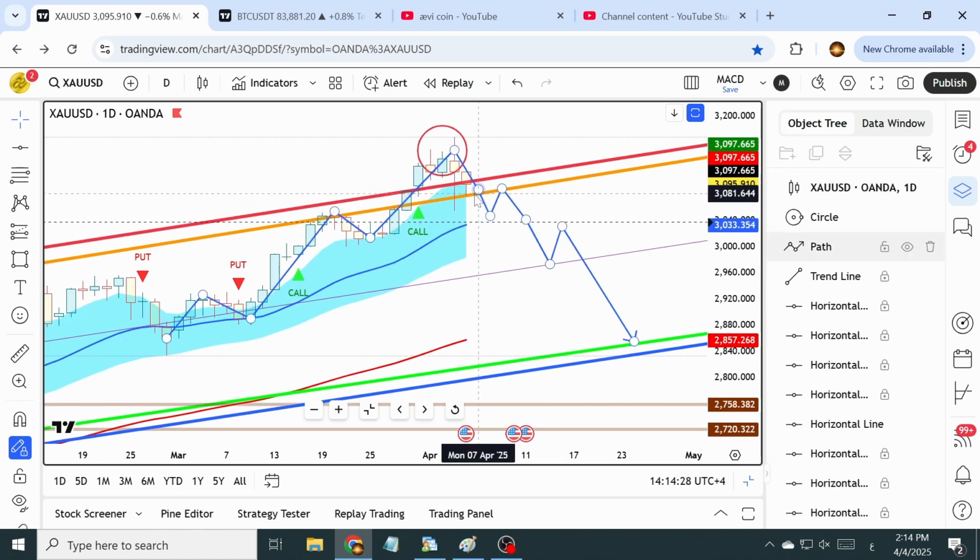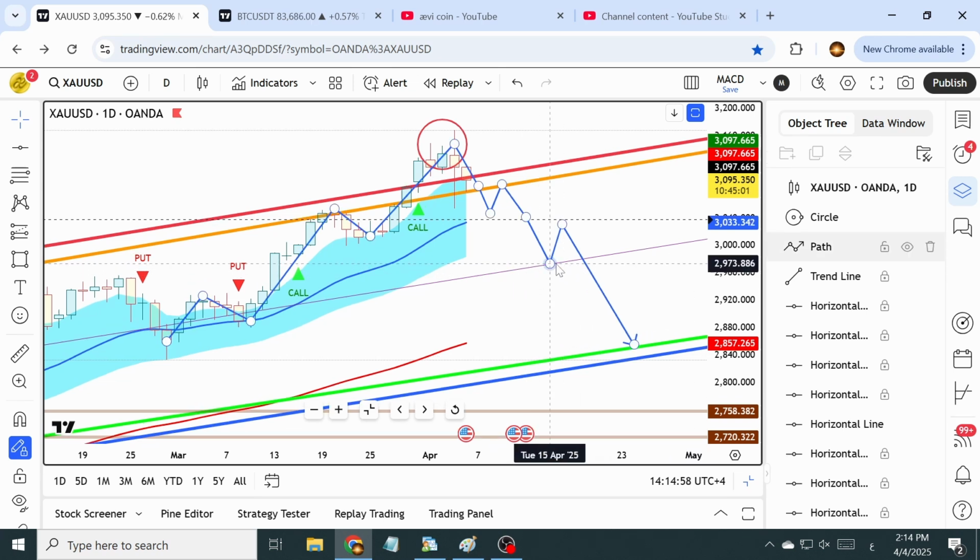Any close below this level, we could see the next support will be the 20 EMA. We could see a small bounce of the price and coming down. The next support will be the midline of the channel, and we could see a bounce of the price and then breaking down the midline of the channel.